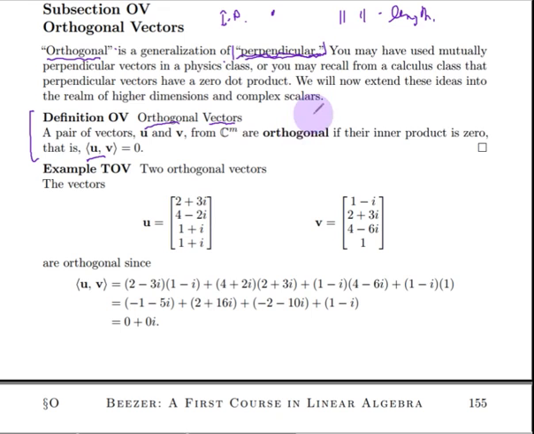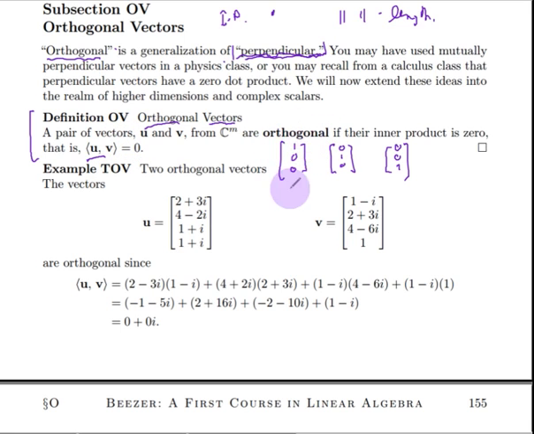Now, for instance, I think that you may have the idea that the vectors (1, 0, 0), (0, 1, 0), and (0, 0, 1) are three perpendicular directions in three-dimensional space. And if I use this definition on any pair of these vectors, I'm going to get 0.